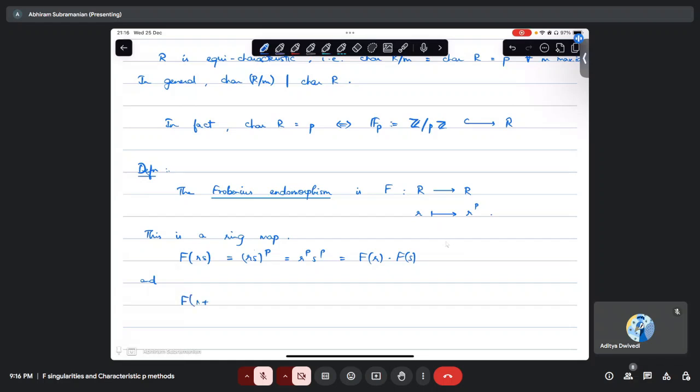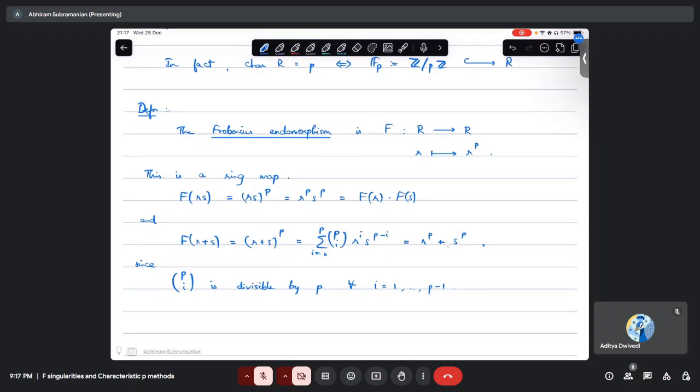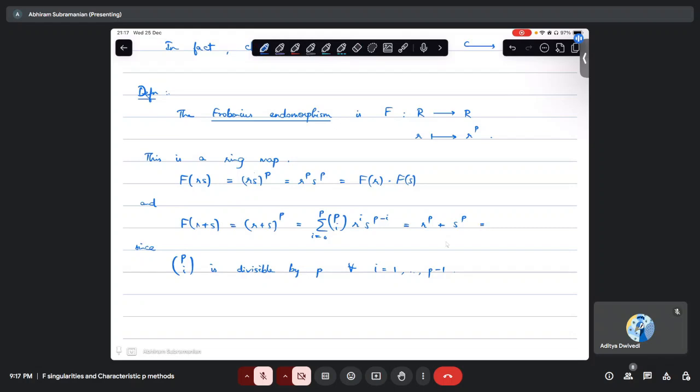And f of r plus s is (r plus s) to the power p, which is equal to the summation of p choose i, r^i s^(p-i), where i runs from 0 to p. And this is actually r^p plus s^p, since the binomial coefficient p choose i is divisible by p for all i from 1 to p minus 1. So the middle terms all vanish, and what you're left with are the end terms. And of course, this is just f of r plus f of s. So the Frobenius is a ring map.